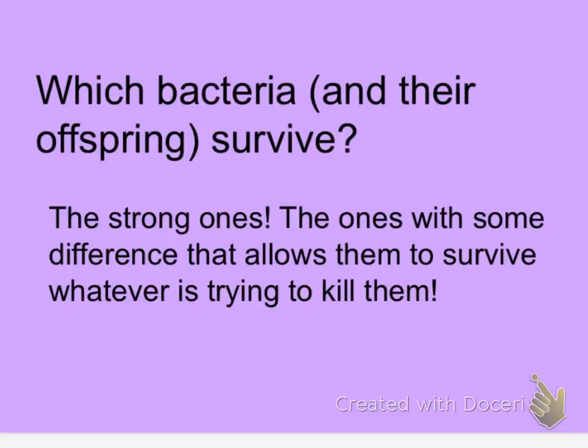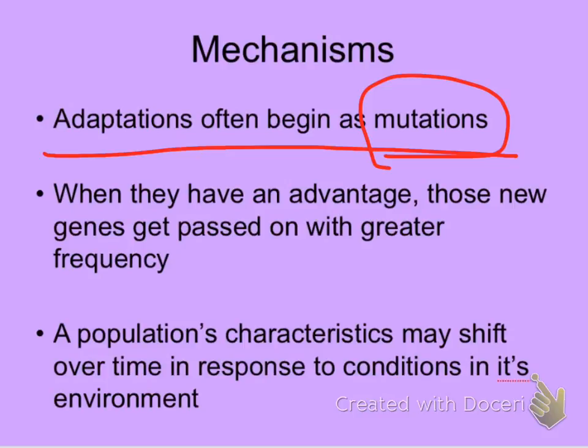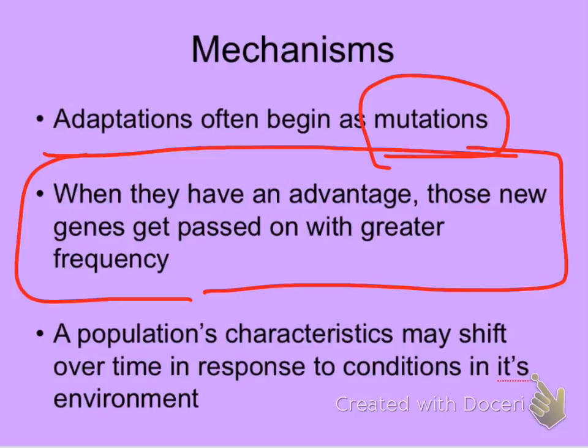This is what we talked about in the first couple weeks of school. The ones that have some difference that allows them to survive what's trying to kill them. Here's the thing. Adaptations often, not always, but often begin as mutations. You get that variation. And when that variation gives an individual an advantage, it gets passed on with greater frequency.